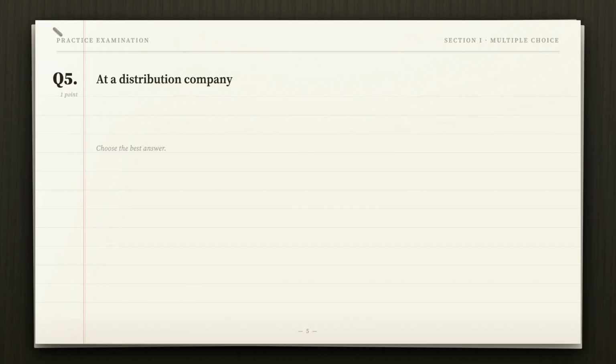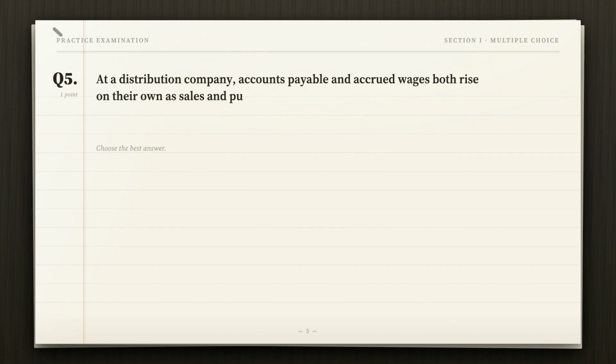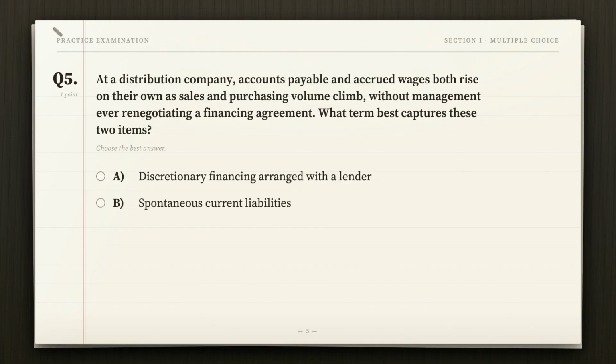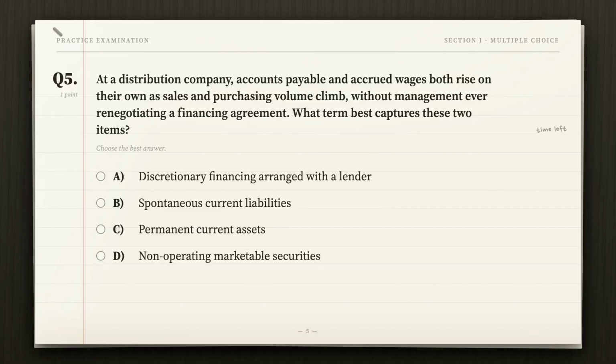Question 5. At a distribution company, accounts payable and accrued wages both rise on their own as sales and purchasing volume climb, without management ever renegotiating a financing agreement. What term best captures these 2 items? Your options are A. Discretionary financing arranged with a lender, B. Spontaneous current liabilities, C. Permanent current assets, D. Non-operating marketable securities. Pick one. Trust your gut. Here's your chance to test yourself.